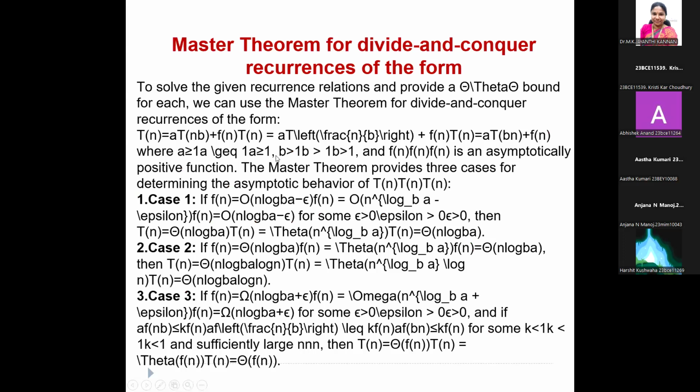So we use the master theorem for divide and conquer recurrences in this form. Say, for example, if we are given an expression to solve, a recurrence, and provide the theta, that is the average case, the exact bound, we can use the master theorem for the divide and conquer recurrence relation. The master theorem provides three cases based on the asymptotic notations: best case, worst case, big O, big omega, and big theta.